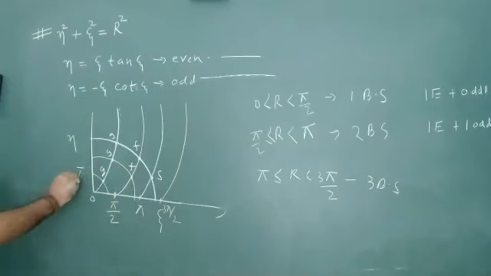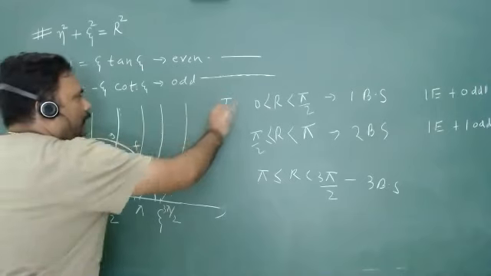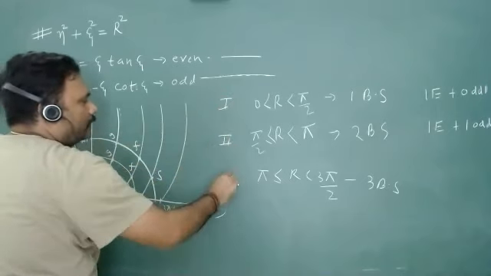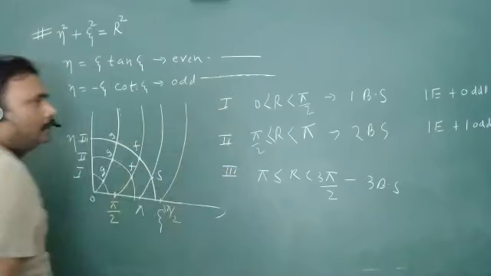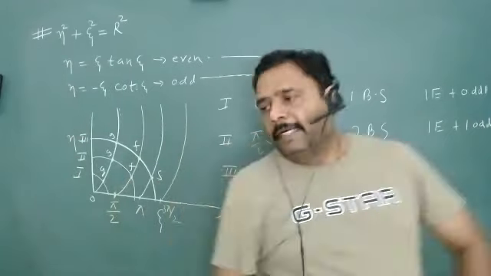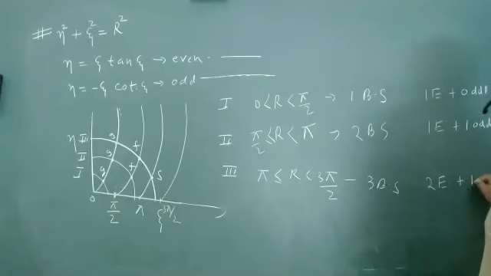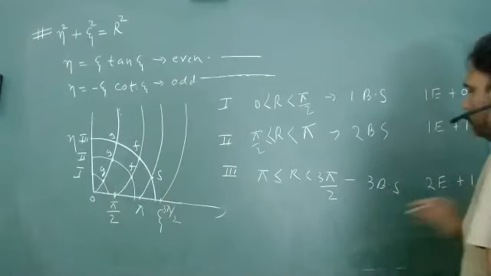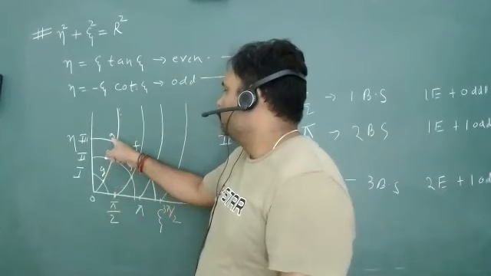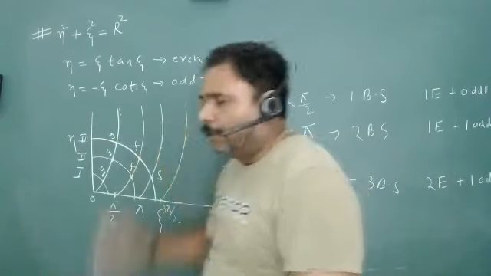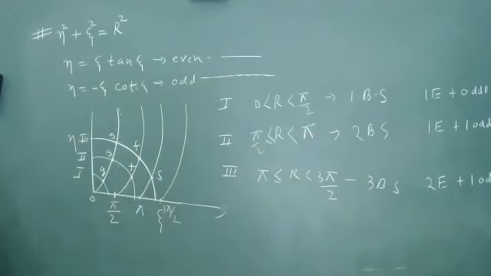So this is my first case, this is my second case, this is my third case. And you have three bound states. That means you have two even plus one odd. Two even means this is even, this is even, and this one is odd. So you can find all this concept from this curve.